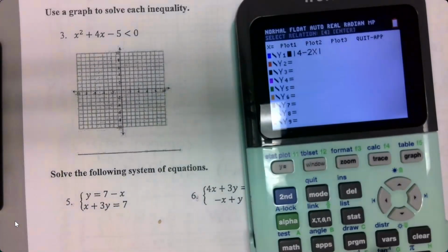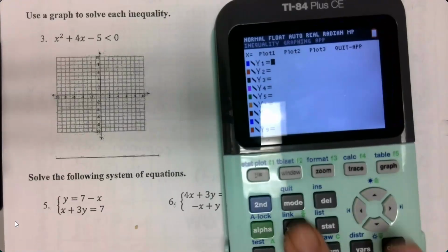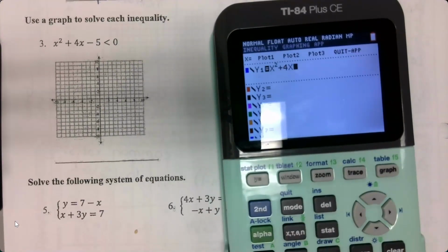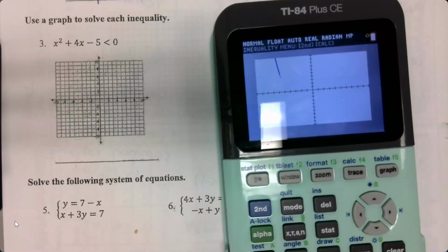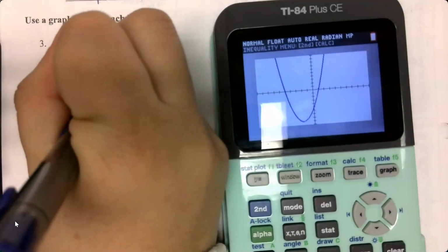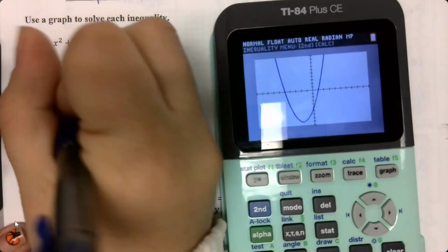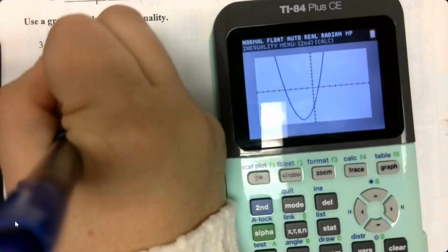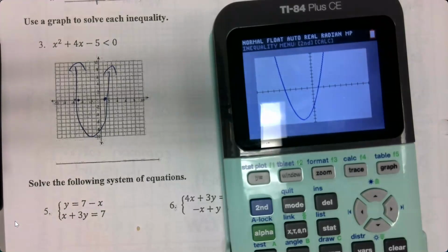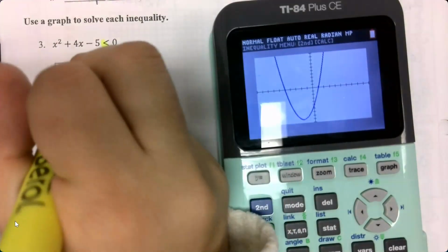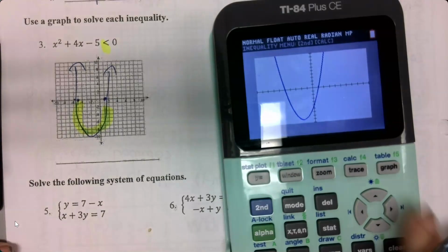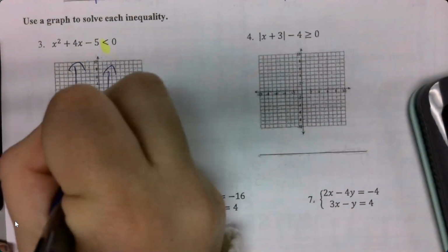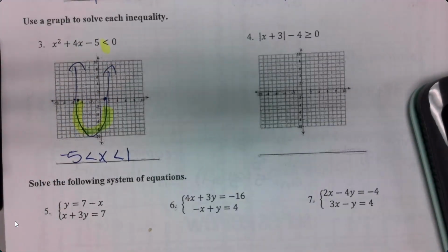This one wants me to use a graph to solve the inequality. I'm going to graph it on my calculator. So I have x squared plus 4x minus 5. Go ahead and graph this. I just care about where it's crossing. It's crossing at 1 and negative 5. 1, 2, 3, 4, negative 5. I want values less than 0, so that is below the x-axis right there. This is between negative 5 and 1. So I write it in a combination inequality.